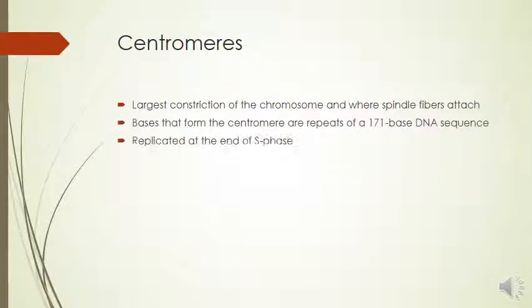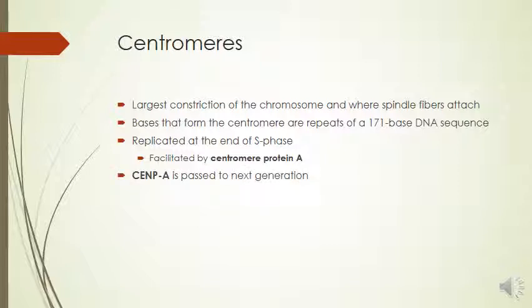The largest constriction of the chromosome, where the spindle fibers attach, is the centromere. Bases that form the centromere are actually repeats of a 171 base DNA sequence. It's replicated at the end of the S phase. It's facilitated by centromere protein A, and this protein is passed to the next generation and is actually an example of an epigenetic change.